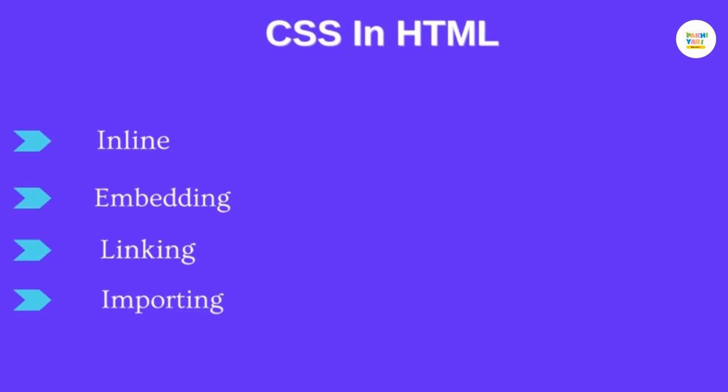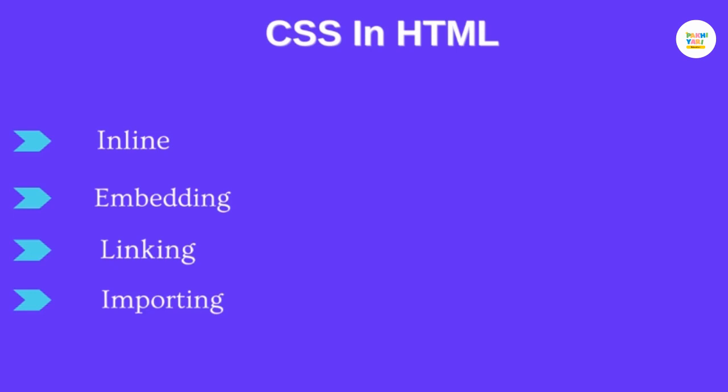Embedding is something where you will write the CSS code inside the header section of the HTML document, inside the style tag. There we will write all the style rules and those will be applicable for the current HTML page only. After that, in the body, whichever HTML tag you are putting, you can use the name selector, ID selector, class selector, universal selector, whatever, but that will be applicable for the current page only.